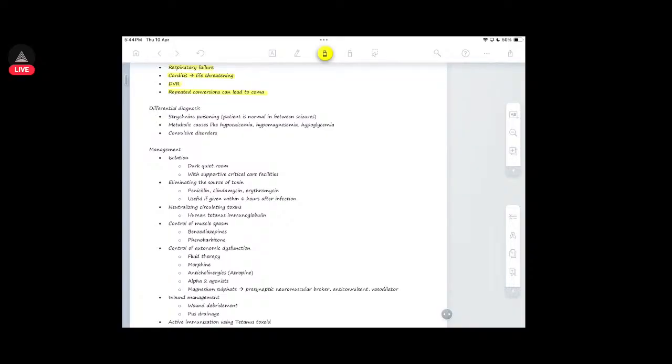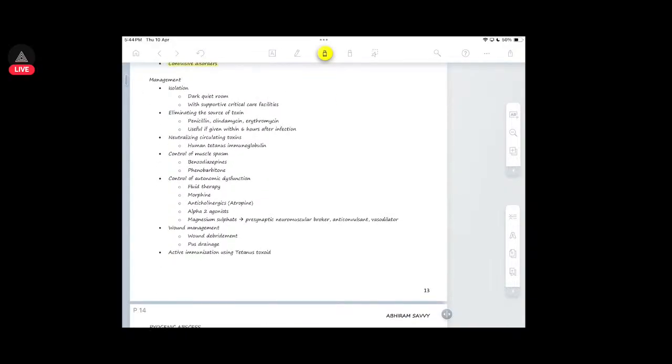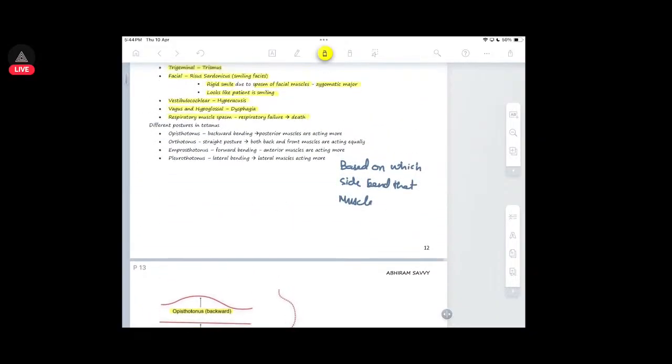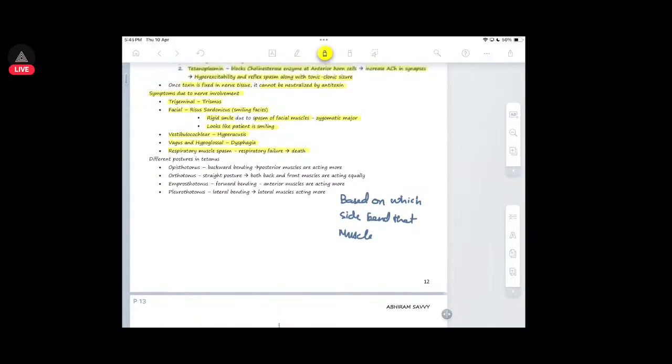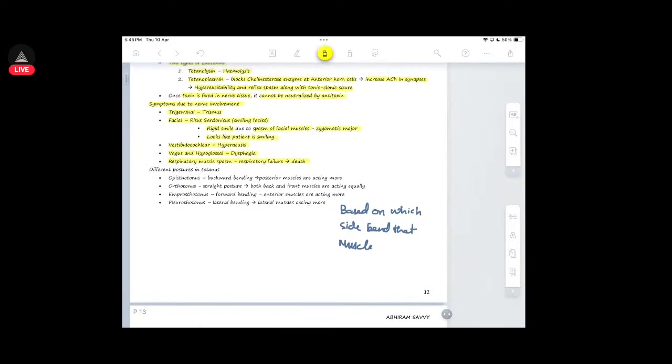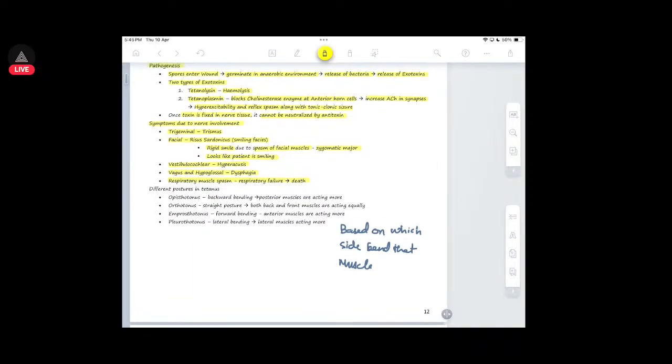Okay, differential diagnosis, of course, strychnine poisoning, where the patient is normally relaxed in between the seizures. Metabolic causes like hypocalcemia, hypomagnesemia, hypoglycemia, and convulsive disorders. That's why there are seizures. Seizures are there, bending is there, and trigeminal trismus will be there, risus sardonicus will be there, respiratory muscle spasm will be there, vagus and hypoglossal dysphagia, and hyperacusis in vestibulocochlear.